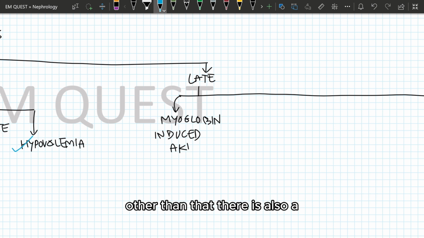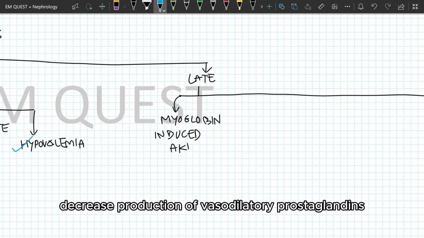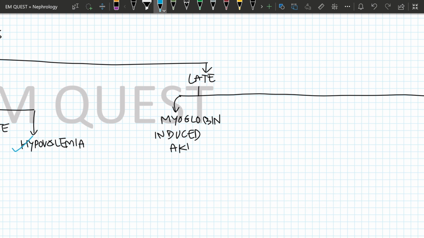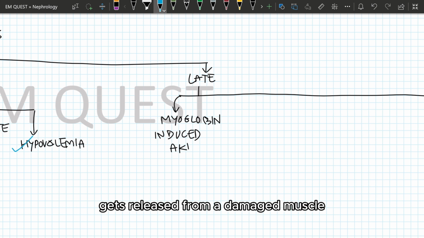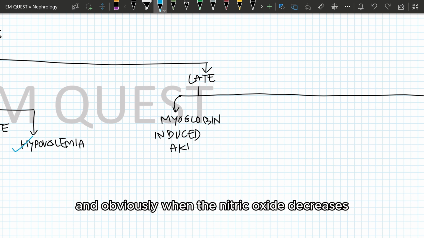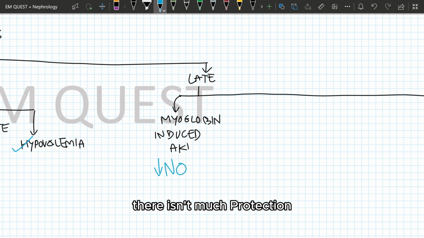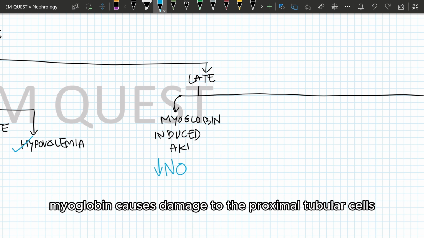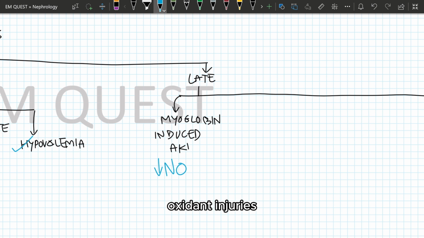Other than that, there is also a decreased production of vasodilatory mediators like nitric oxide, which we know is a very potent vasodilator. So myoglobin, when it gets released from a damaged muscle, acts like a nitric oxide scavenger. And obviously, when the nitric oxide decreases, there isn't much protection provided to the cells against oxidant injuries, and hence myoglobin causes damage to the proximal tubular cells because of oxidant injuries.